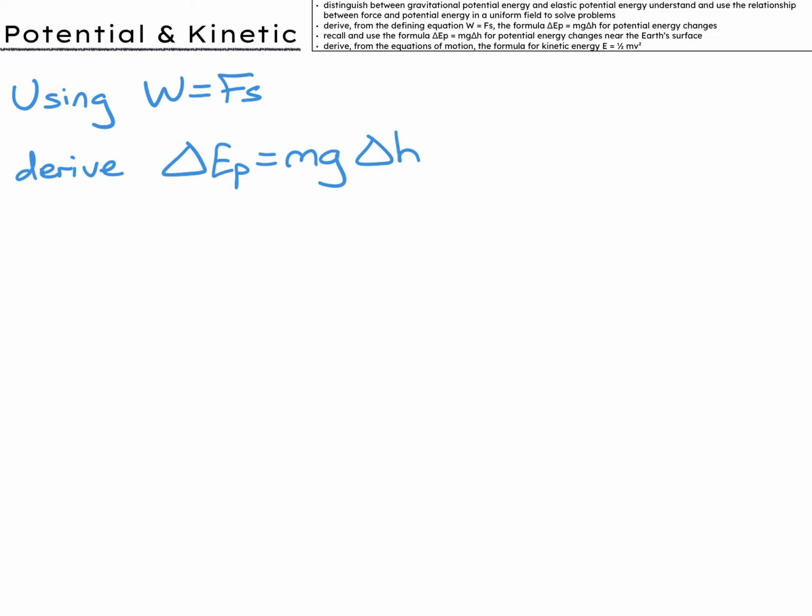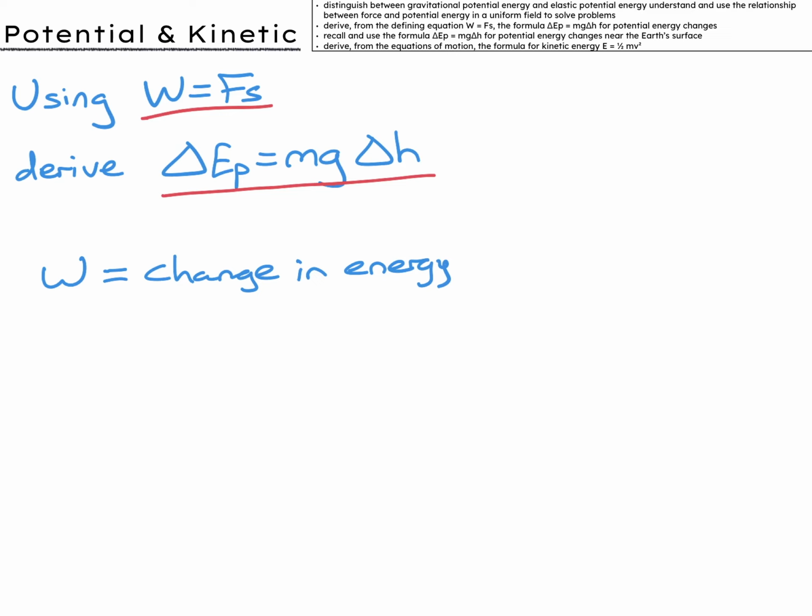Alright, so here's my attempt. Delta EP equals mg delta H, and they want us to use W equals Fs. Work done is a change in energy, and delta EP is the change in energy as well. So that's simple enough.